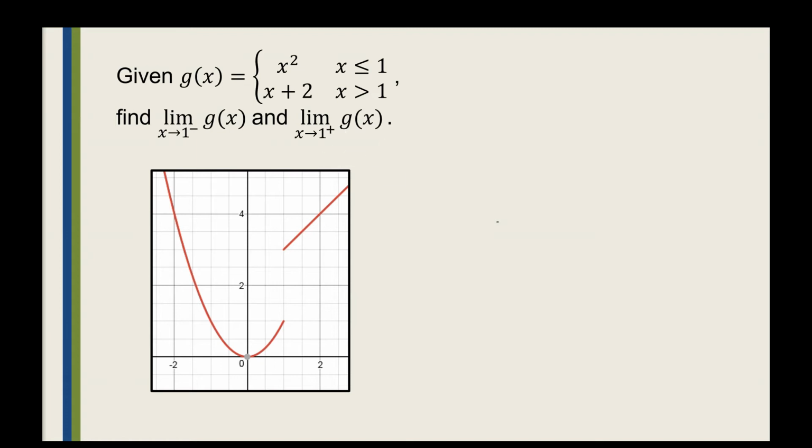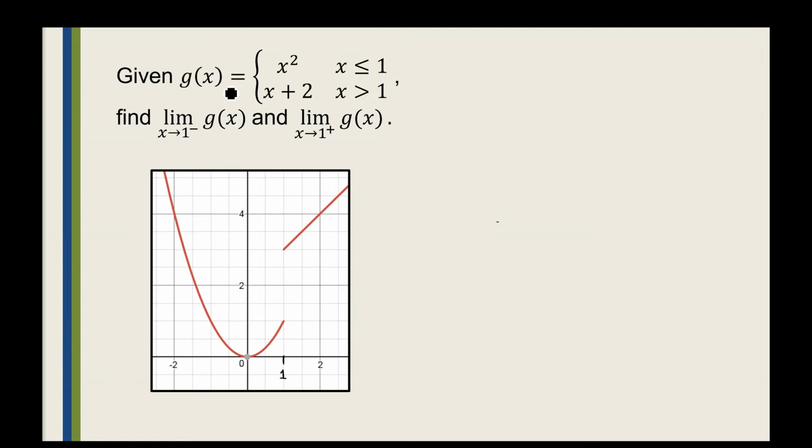So remember, a piecewise function is just a function that's defined differently for different pieces of the domain of your function. And so our g of x, it's defined to be x squared when x is less than or equal to 1. So on our graph, for all values of x that are less than or equal to 1, the graph looks like the graph of f of x.